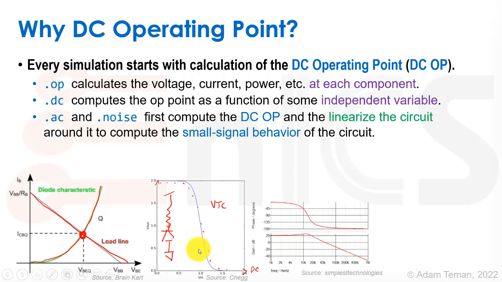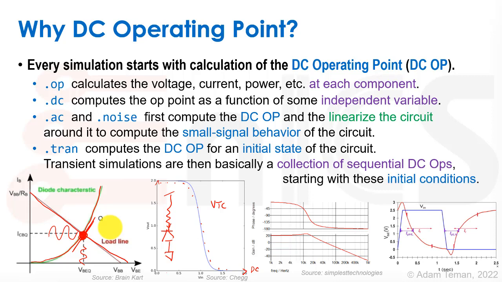The third and fourth types of analysis are the .AC and .noise analyses, and they first compute the DC operating point, and then they linearize the circuit around it to compute the small signal behavior of the circuit. So let's say we take our circuit from over here, and we have the DC operating point that we found. Now we linearize the diode, input a sinusoid over here and get the output over here, but it's around this DC operating point. So again, we have to start with the DC operating point as the large signal analysis and then find out what the small signal behavior is around it.